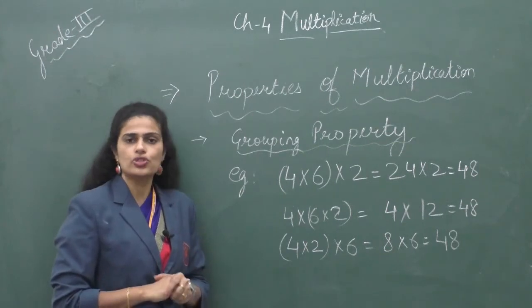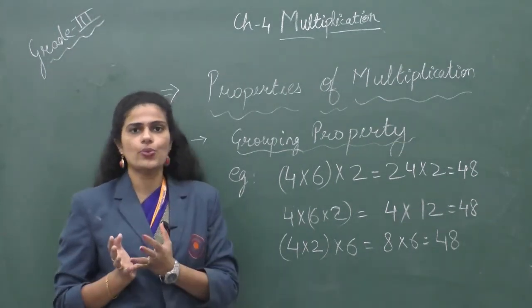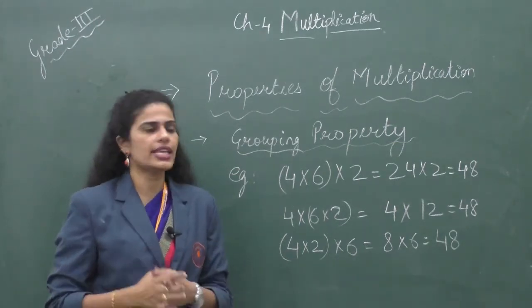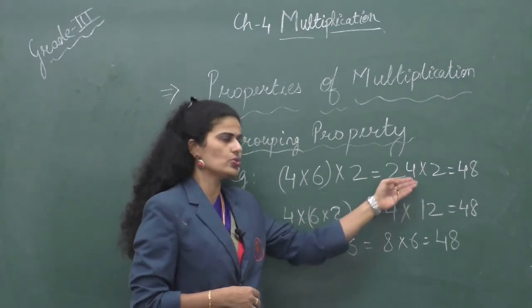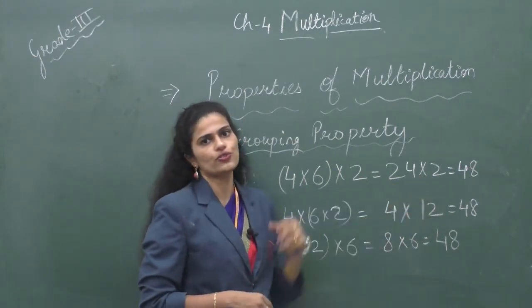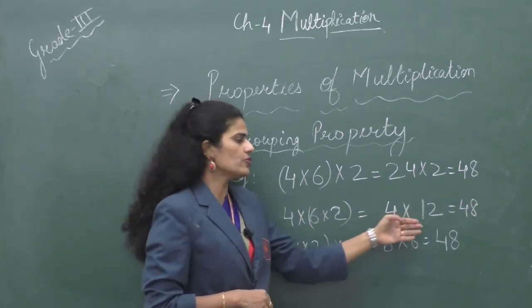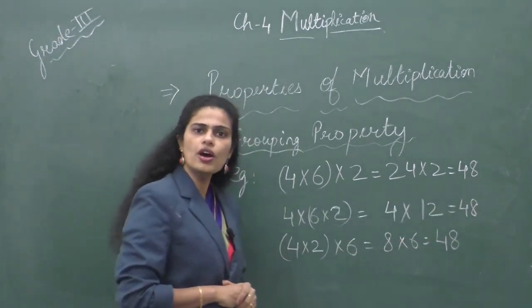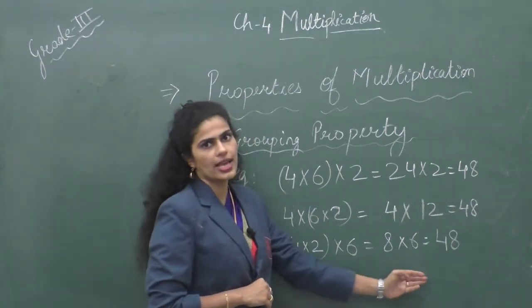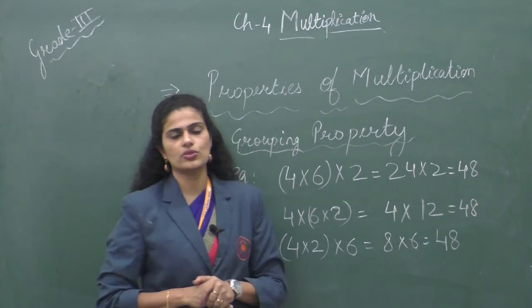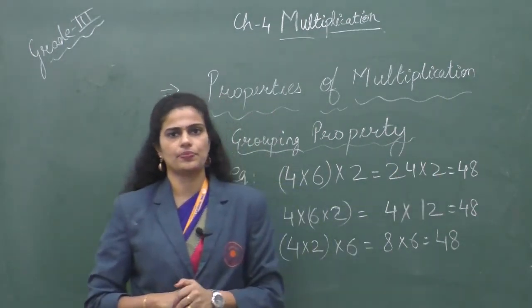Next property is grouping property. If we multiply two or more numbers and we group the numbers in any way, the product will be the same. For example, 4 into 6 into 2 is equal to 24 into 2 is equal to 48. 4 into 6 into 2 is equal to 4 into 12 is equal to again 48. 4 into 2 into 6 is 8 into 6, that is again equal to 48. So the product remains the same.